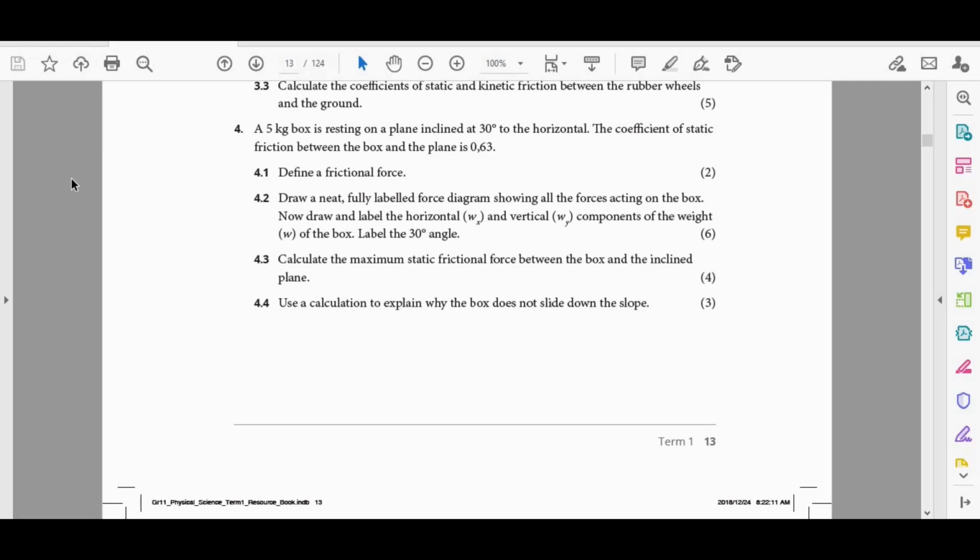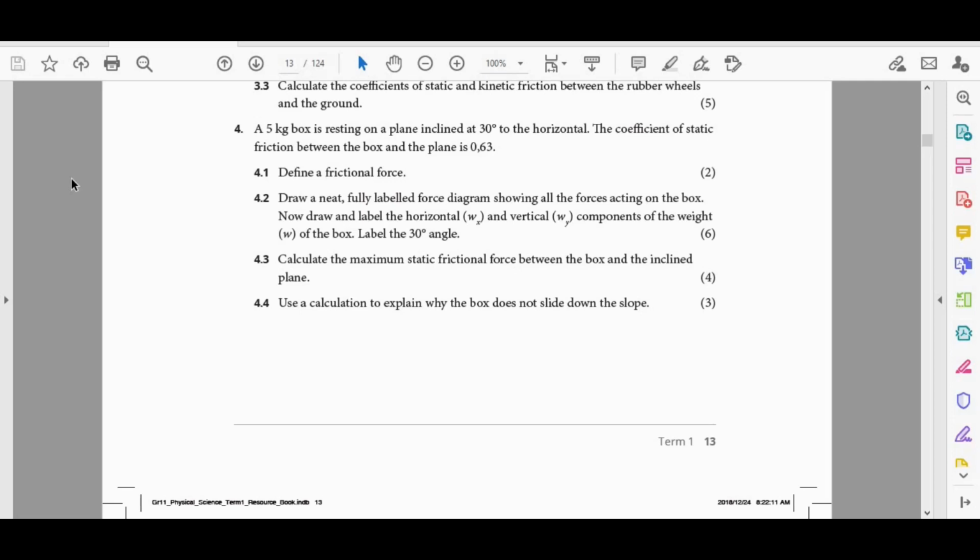I'm just going to mention what it is. Obviously we all understand how to write the definition, so I'm just going to mention it, because we all know what frictional force is. Frictional force is the force that opposes the motion of an object. That's your first mark. And it acts parallel to the surface and the object it is in contact with.